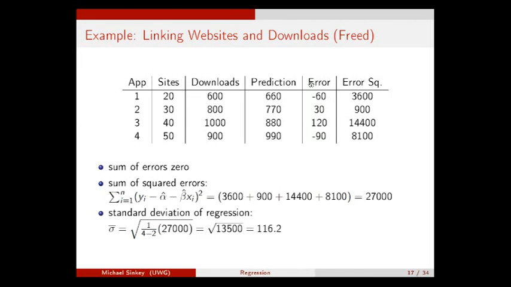600 minus 660, I get an error of minus 60. That's my residual. Squared error is 3600. That's minus 60 squared. So I add up all these squared errors, and I get 27,000. That is the sum of squared errors.